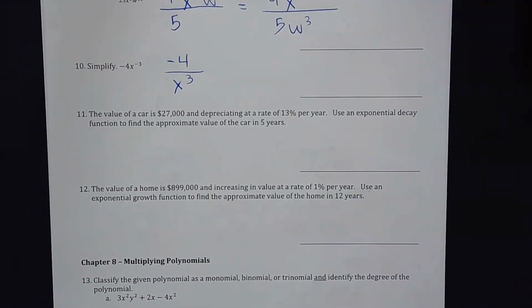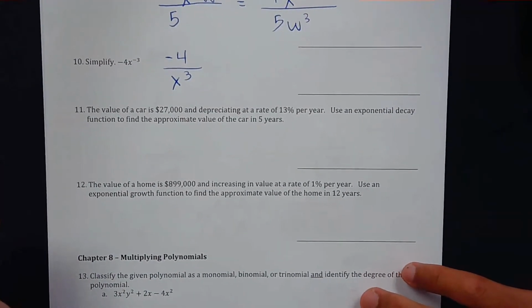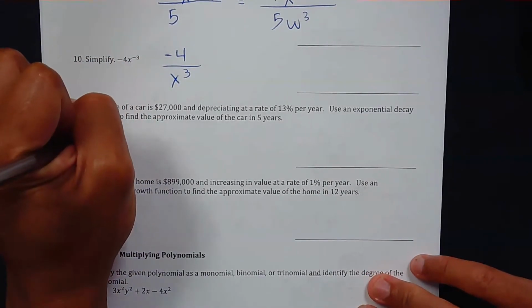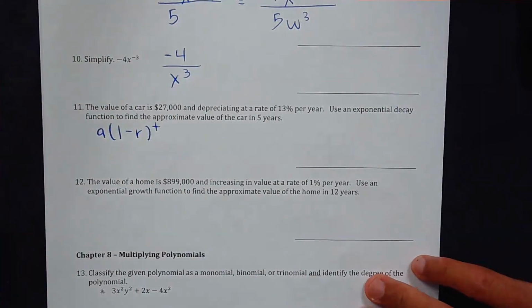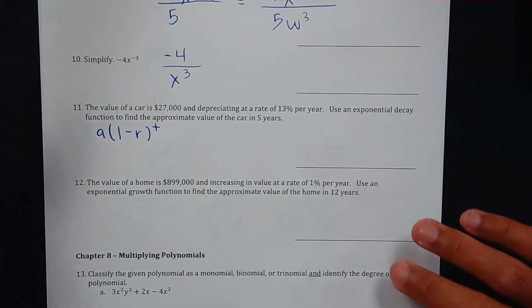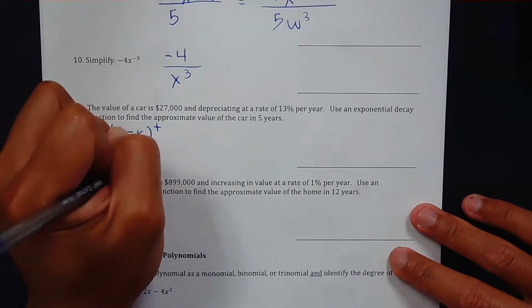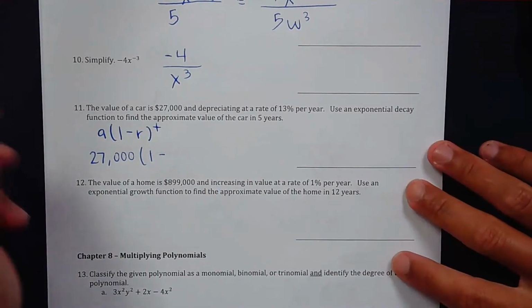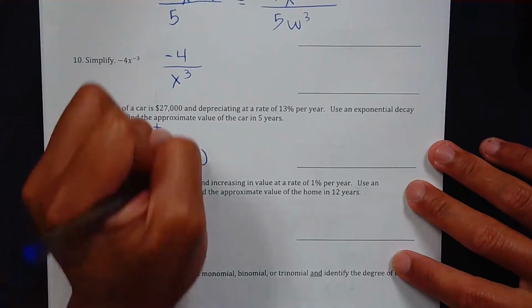But anyways, the value of a car is $27,000 and depreciating at a rate of 13% per year. So we use exponential decay function. Let's just go ahead and rewrite that out. A, 1 minus r, all of that raised to the t power. Our a is our starting value, so we have 27,000. Multiplied by 1 minus r. So if you just wrote 13 here, you'd be doing it wrong. Remember, we have to write it as a decimal. All of that raised to the 5th power.